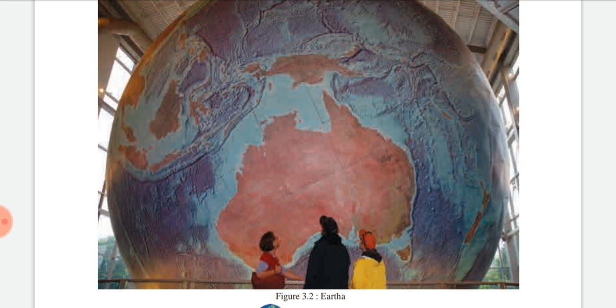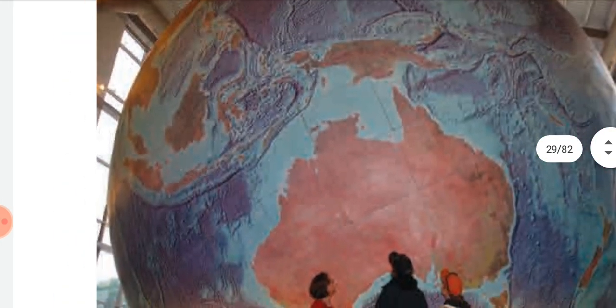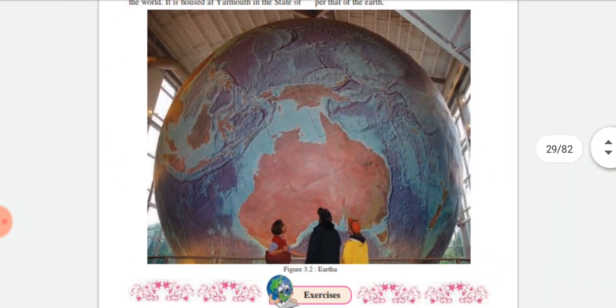So my dear children, in this chapter, we have studied about the two-dimensional objects as well as the three-dimensional objects. We have studied what is a map, what is a globe. Then field visit, when the teacher takes you to any field visit from the school side, as well as the museum, that is this Eartha.